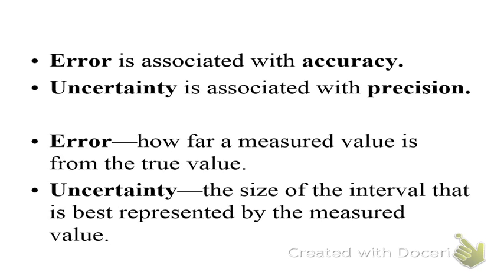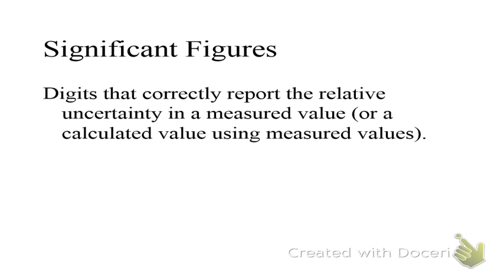Whenever you're doing analysis, you may have heard of the terms error and uncertainty. Error means how close or how far away from the real value you are, your accuracy. So error is associated with accuracy. Uncertainty is associated with scatter. Just to remind you, uncertainty is associated with precision.